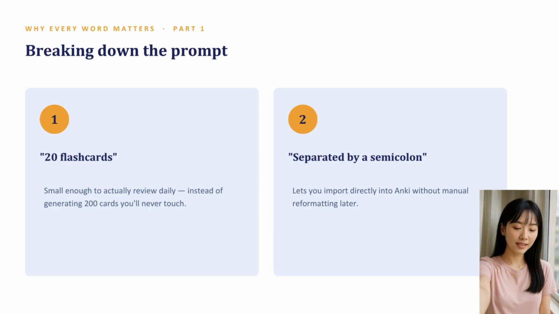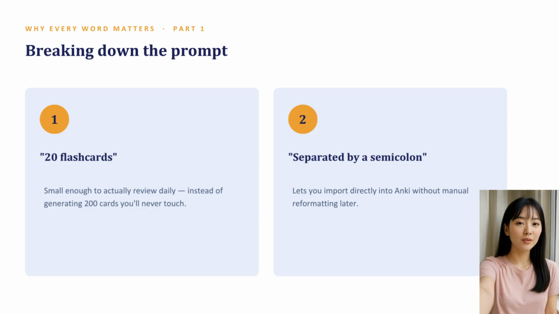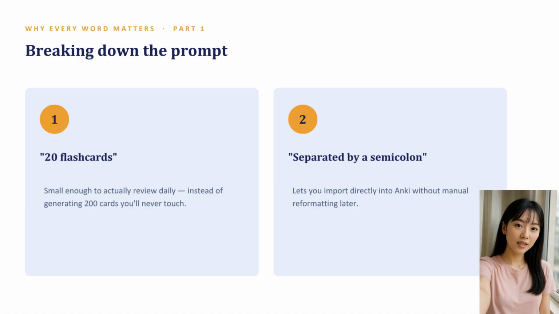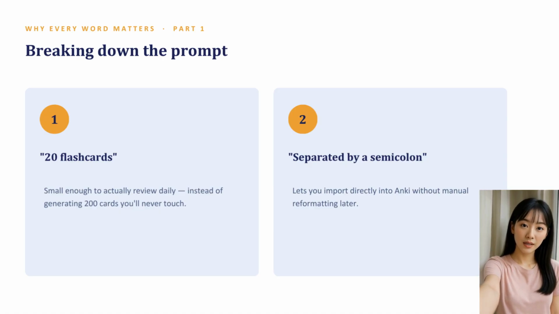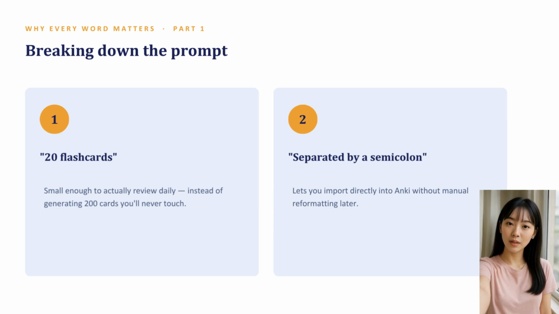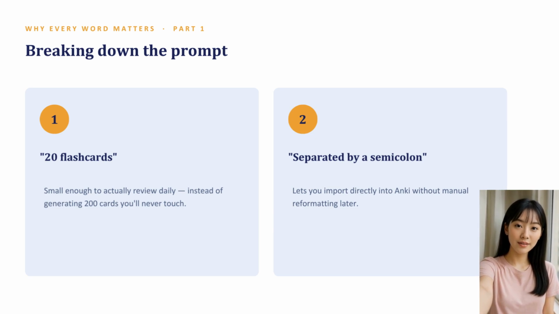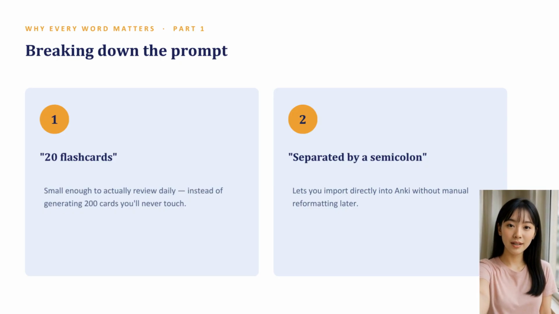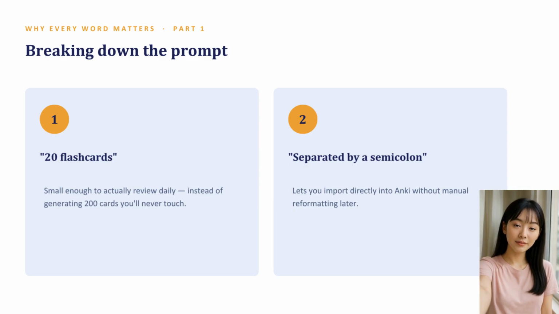Second, why the semicolon format? This one's purely practical. When your question and answer are separated by a semicolon on 2 clean lines, you can import the entire batch directly into a spaced repetition app like Anki, without manually reformatting a single card. Skip this formatting instruction, and you'll spend 20 minutes cleaning up messy text before you can even start studying, which defeats the entire time-saving point of this system.